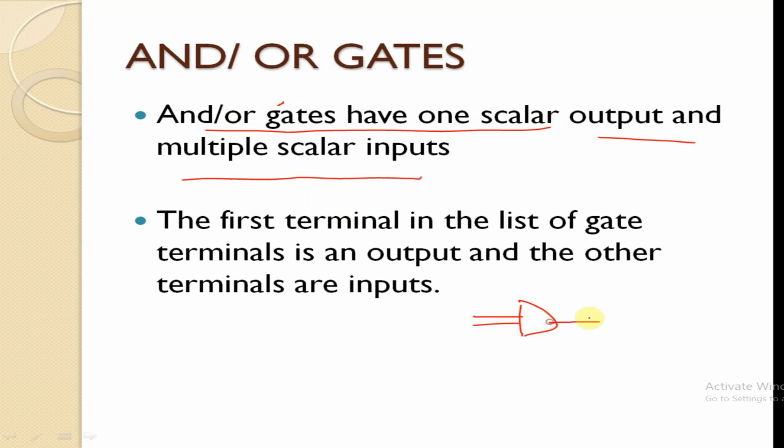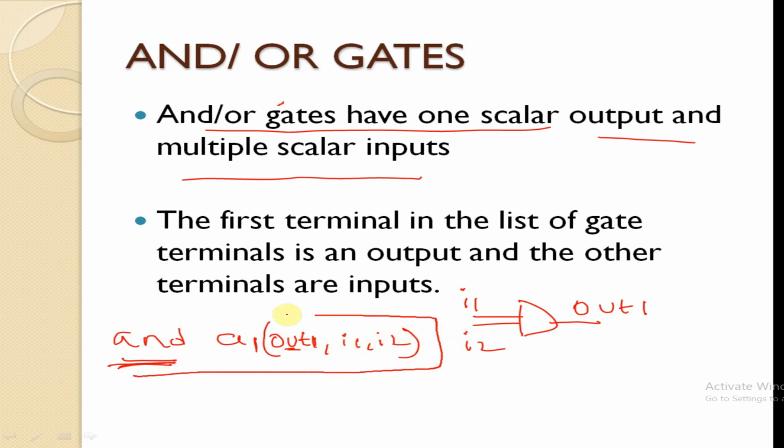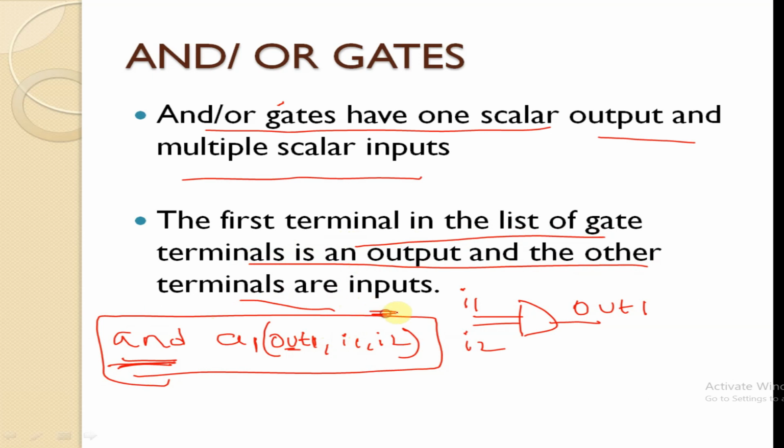Here is our AND gate symbol. Let's say I1, I2 are our inputs and out1 is our output. If we want to use the AND gate primitive in our design, we will use the keyword and followed by an instance name, and the first argument should be our output, here out1, followed by our inputs. This is the syntax for using the AND gate primitive. The first terminal in the list of gate terminals is an output, and the other terminals are inputs.